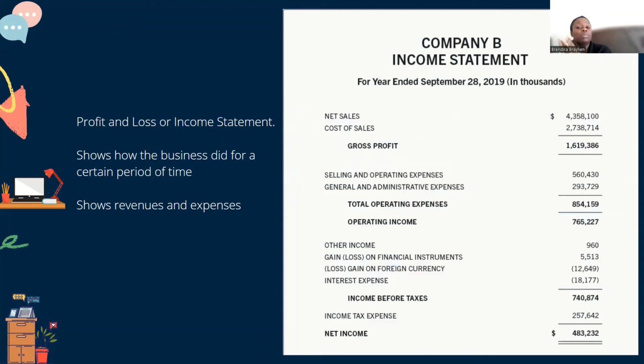And so once that's a positive number, that means we're making a profit or we're making income. If it's a negative number, that means we have more bills than we have made sales, which is not where a company normally wants to be.